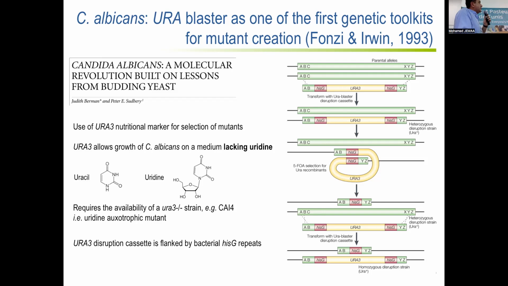And we use counter selection by 5-FOA, 5-fluoroorotic acid. 5-FOA is a toxic compound when URA3 is present. So the way to select the mutants that loop out URA3 is by exposing the cells to 5-FOA. It's called counter selection instead of selection.